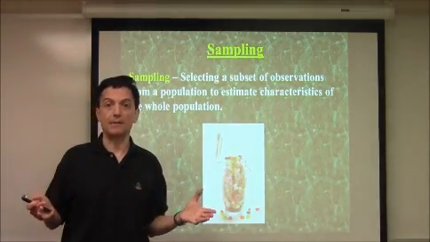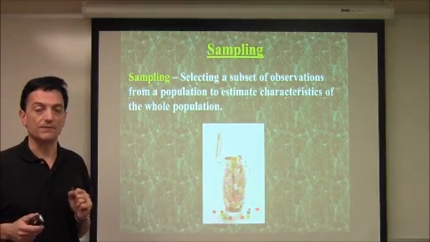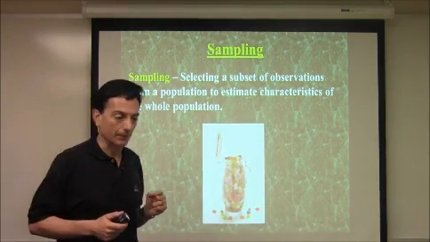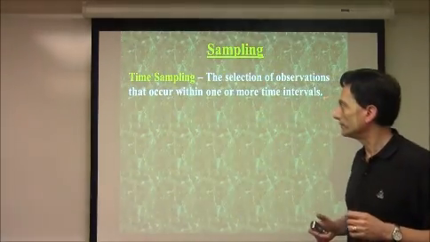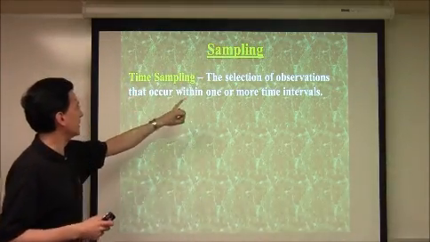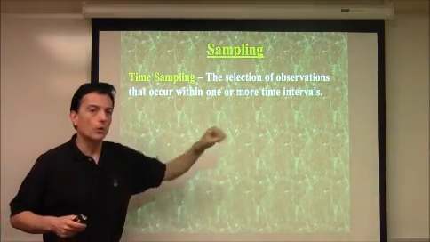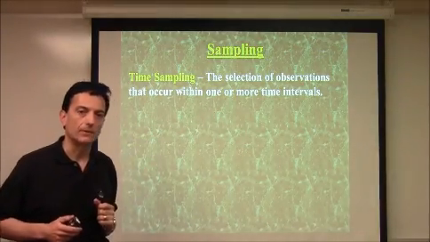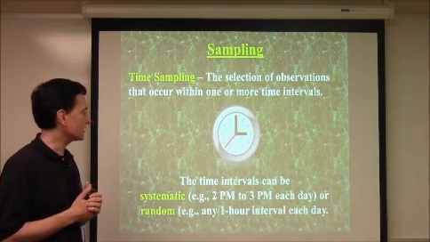We can say a lot about sampling. For our purposes today, we're going to be talking about two different varieties of sampling. One is called time sampling, and one is called situation sampling. And let's take each of those in turn. First, let's begin to define time sampling. The selection of observations that occur within one or more time intervals. Okay, so here's our little icon to remind us that we're doing time sampling.